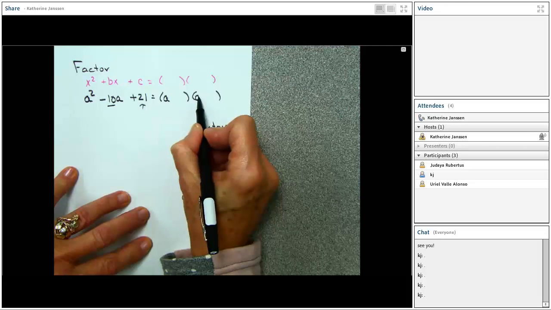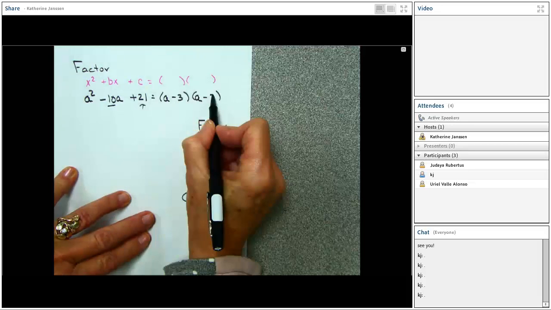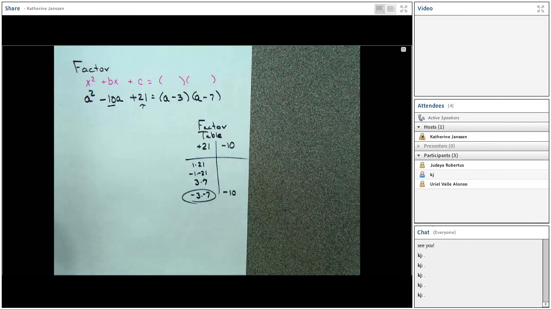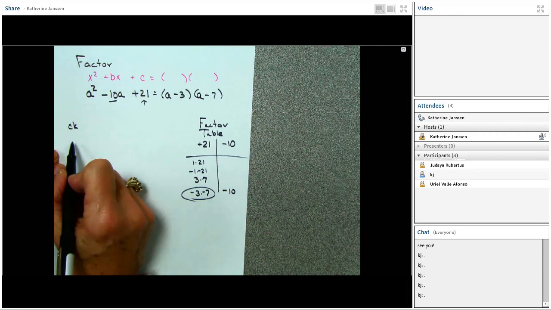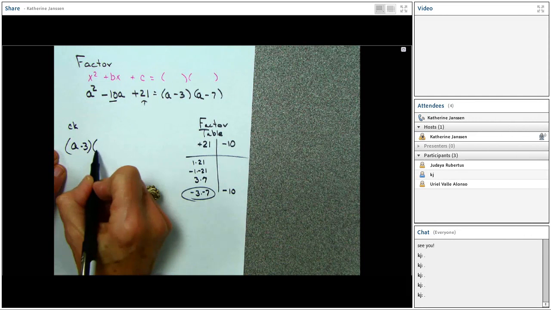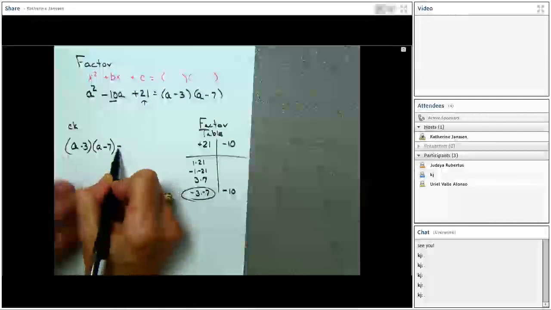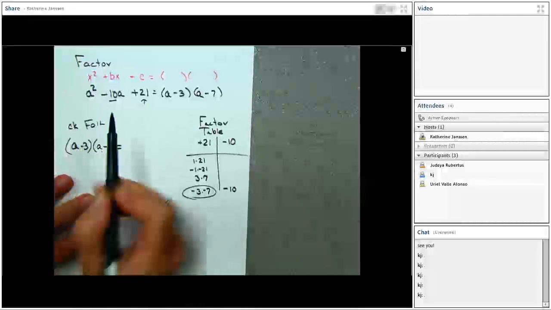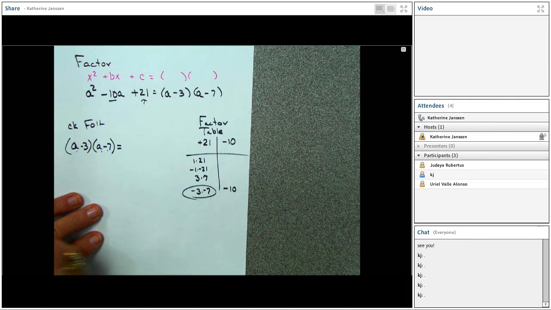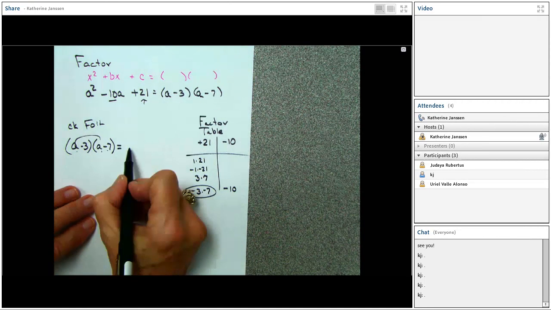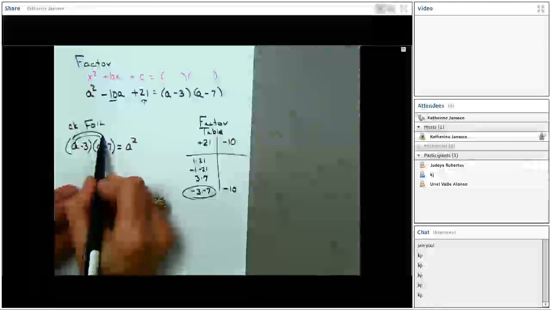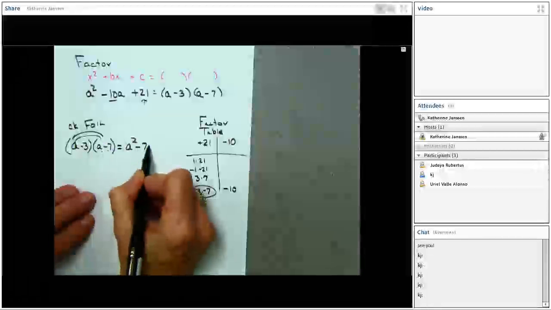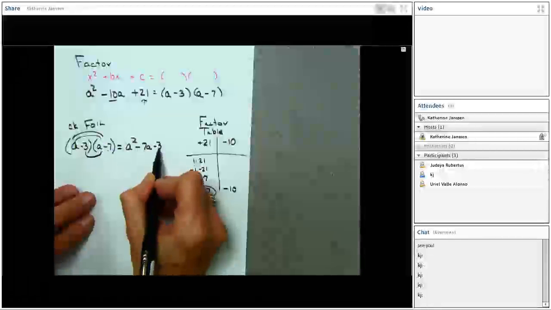We have a negative 3 and a negative 7. Then we can check: a minus 3, the quantity, times a minus 7. The first two terms are the same, but the last are different, so we'll have to resort to our FOIL for distribution. I'll get a squared. The outer terms are going to be a negative 7a. My inner terms are a negative 3a.